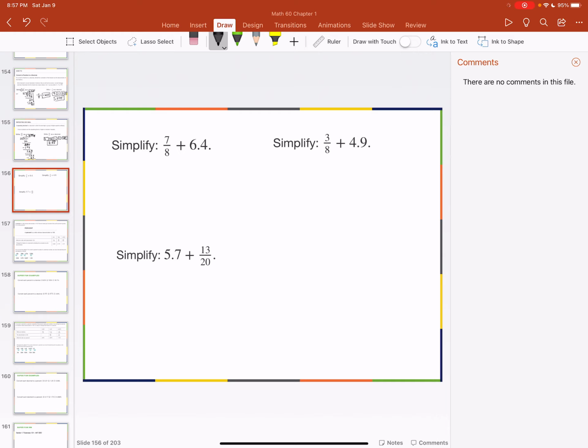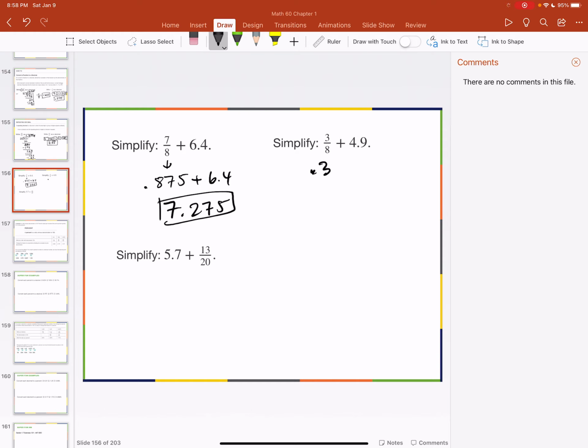Now if we want to simplify, we can turn the fraction into a decimal and then add, or vice versa. Whatever is easier for you. I personally would just go ahead and turn the fraction into a decimal. So the decimal for this is 0.875, and you can check that, and I would add 6.4. If I add 6.4 to that, I get 7.275, okay?